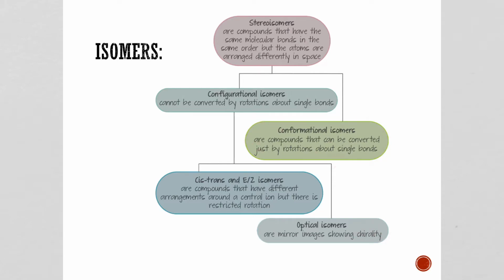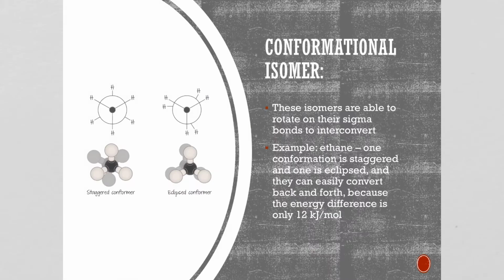Conformational isomers, which is the first one we'll look at, are compounds that can be converted just by rotating about the single bond. These ones are the easiest to switch between one and the other. A conformational isomer is able to rotate on its sigma bonds to interconvert between forms.